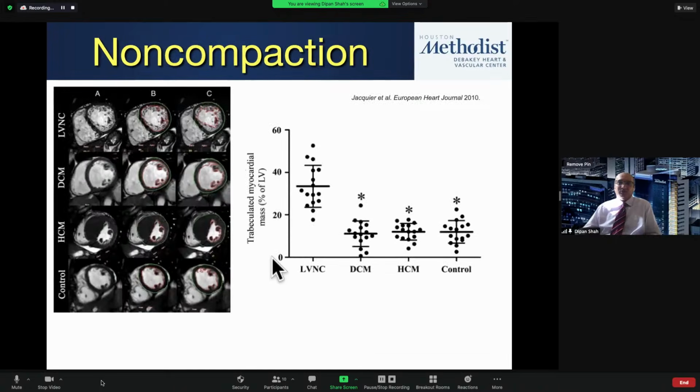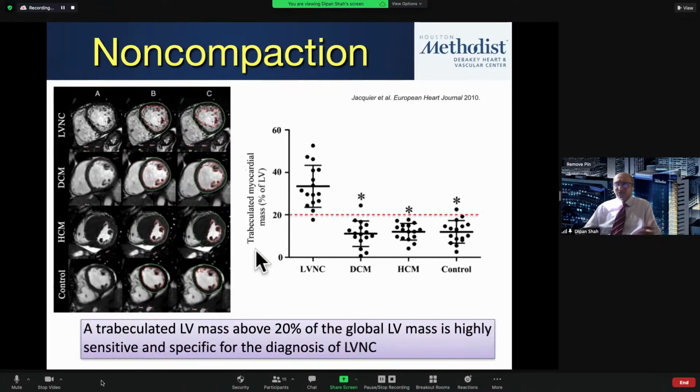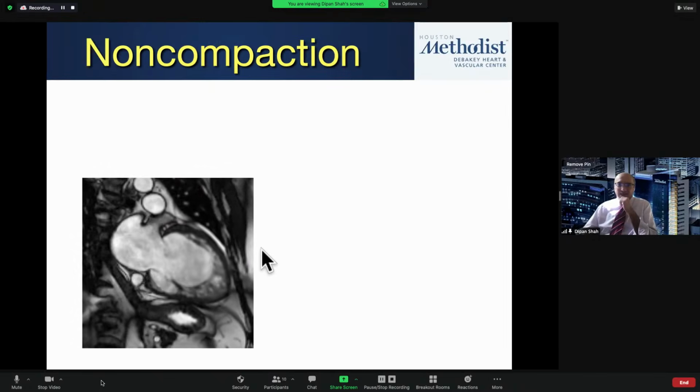Another criteria that's been proposed, which seems to be a little bit more specific for LV non-compaction, is what's called the Jacquier criteria, where you're looking at the global volume of trabeculated to non-trabeculated myocardium. If the trabeculated volume of LV mass is more than 20% of the total LV myocardial mass, then that seems to be suggestive of LV non-compaction. And there are several other criteria as well. I think the fact that there are multiple criteria tells you that this is not always a straightforward diagnosis to make.